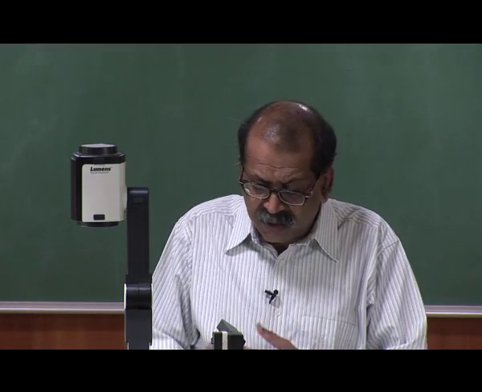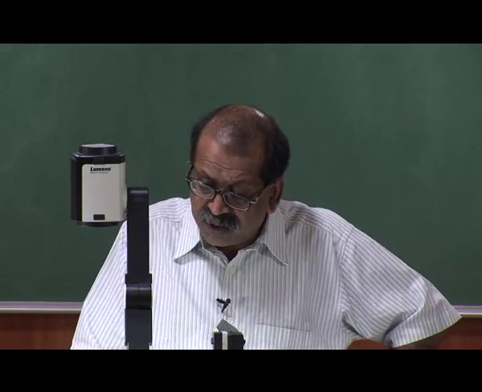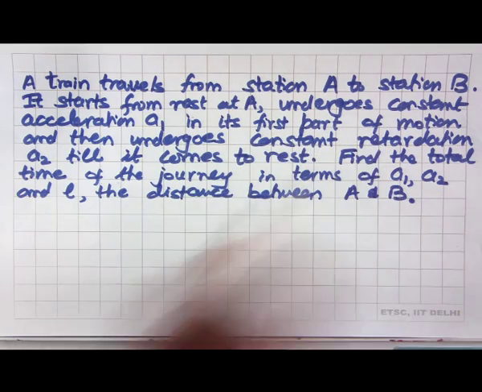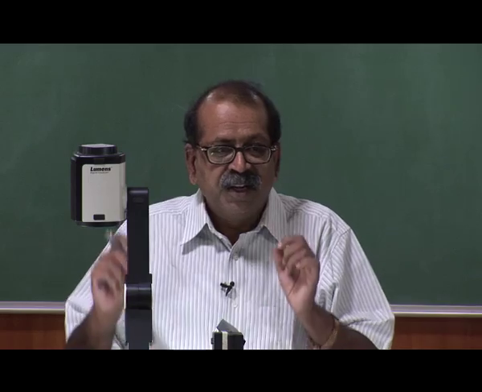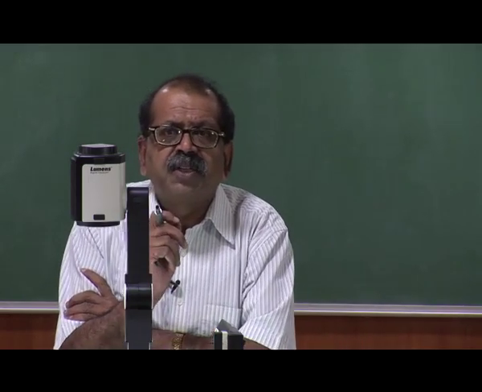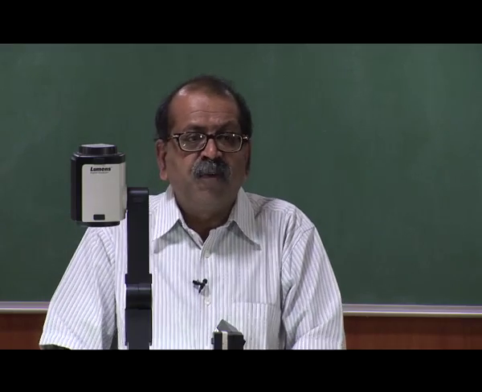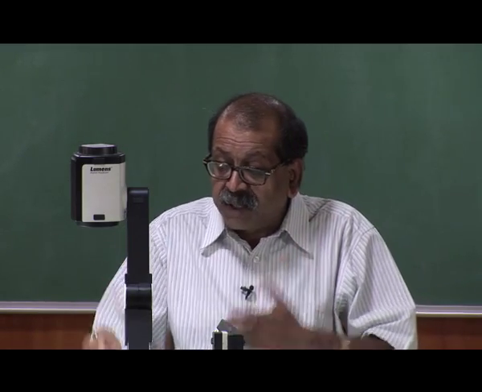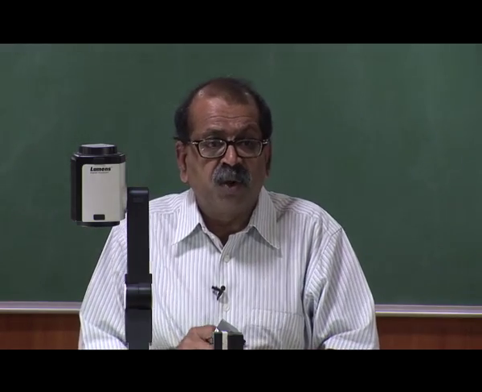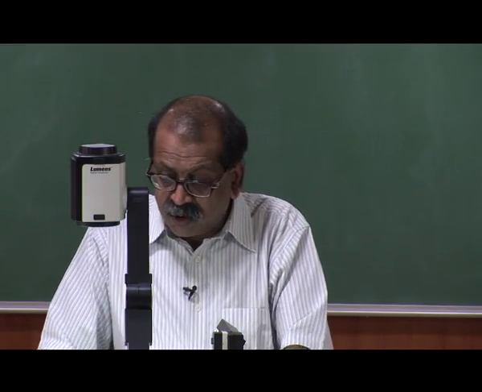When we look at this problem, one of the common mistakes students make is that it says the first part of the motion, and somewhere they assume that this is the first half of the motion, half the distance. Nowhere in the problem is it given that half of the distance is acceleration and half of it is retardation. The particular part where it is acceleration and the part where it is retardation is not given to us, so we have to keep that in mind. So, let us solve this problem. Let us see the solution.